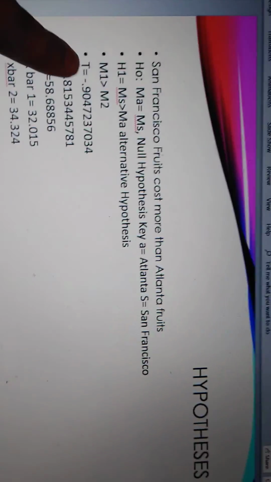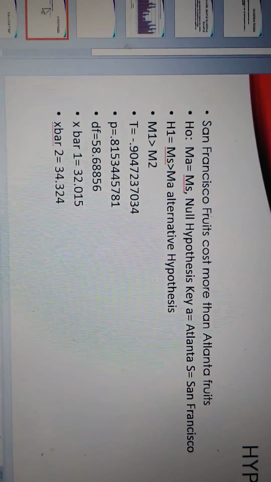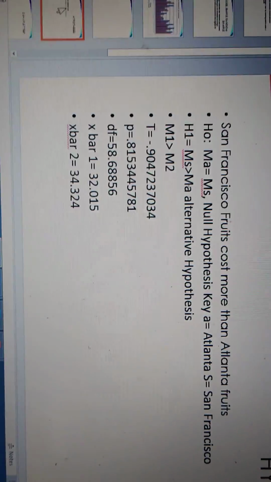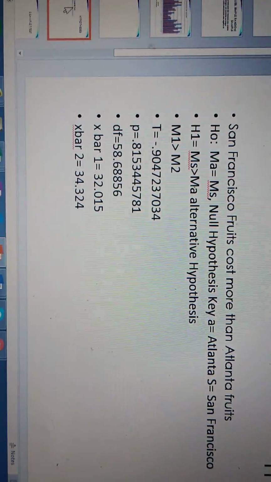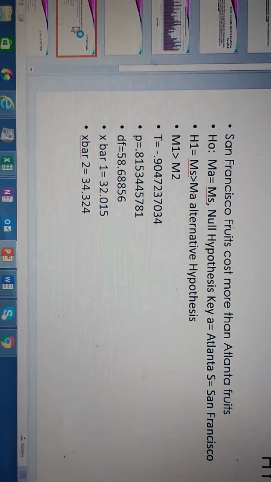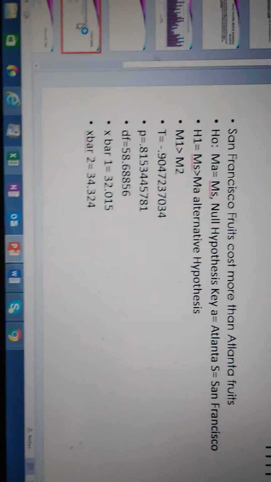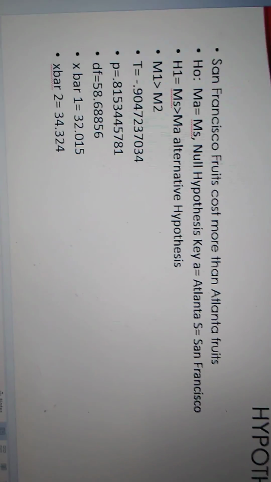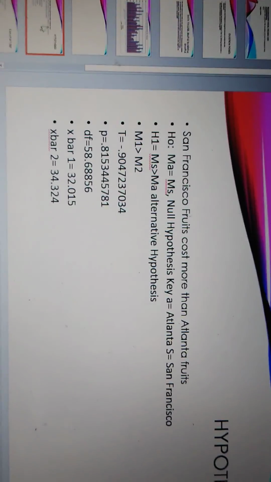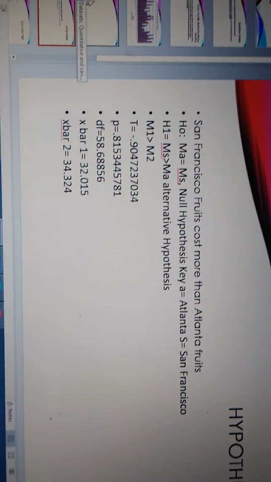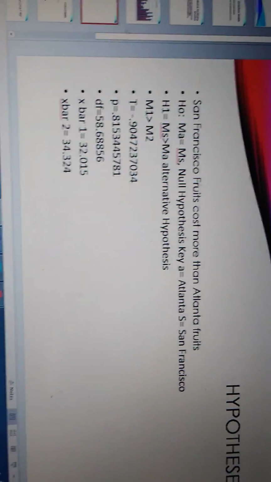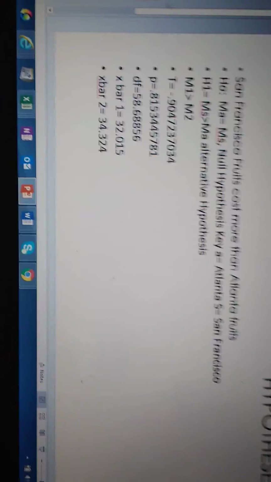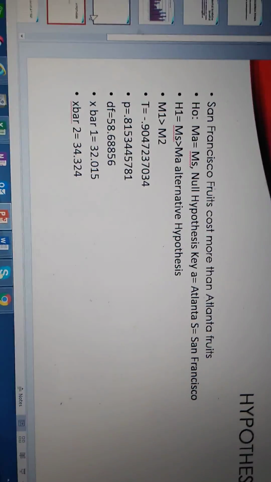Okay. So these are the values I got. My t-value, I got -0.9473. P-value of 0.815. Degree of freedom, 58.68. X-bar 1, 32.05. And X-bar 2, 34.32. As you can see, my p-value was greater than my alpha value of 0.05. So therefore, my conclusion for this test was that I failed to reject my null hypothesis.